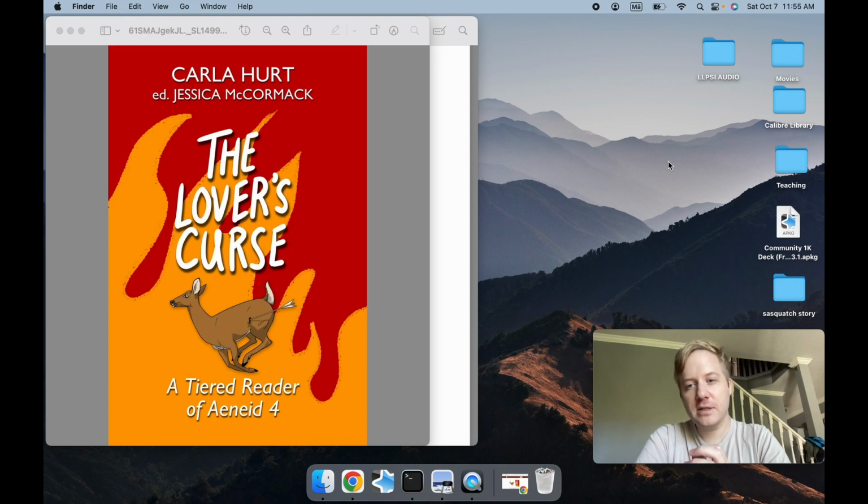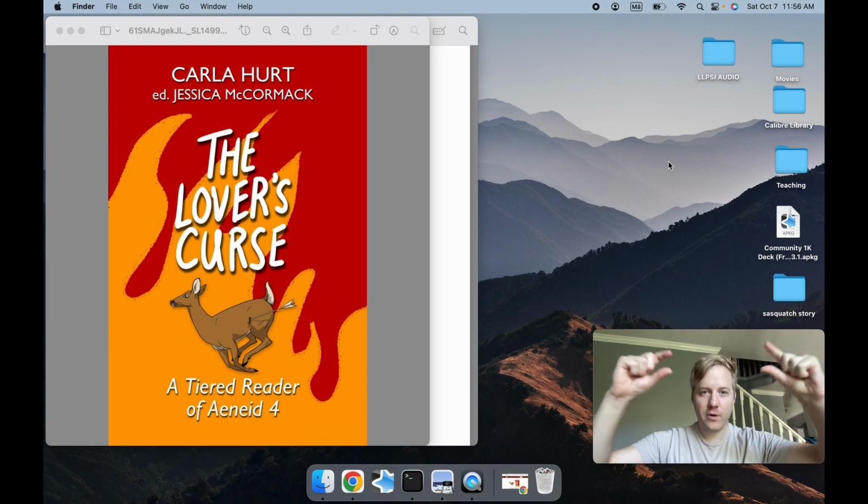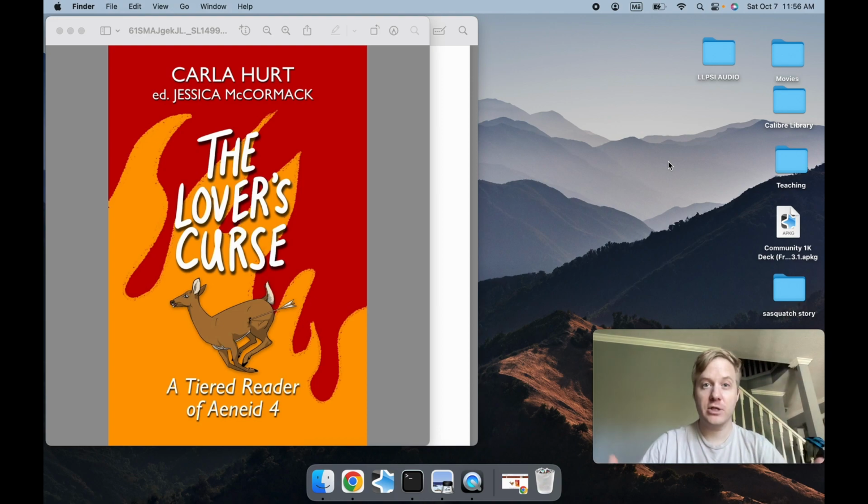And so what's interesting about this book, The Lover's Curse, is that it's not a reader, it's a tiered reader. So what does that mean? A tiered reader is when you have 4 different levels of difficulty. The basic idea is that you read the first tier, and that gives you enough information to read the second tier, and then the third tier, and then the fourth tier. By the time you get to the 4th tier, that tier is actually the original language of the Aeneid. So hypothetically, if you follow the tiers up, you're reading the real poem in the original language, and it's providing a framework and scaffolding to get you up there. I'll show you an example of what that looks like in a second. So let's take a look.